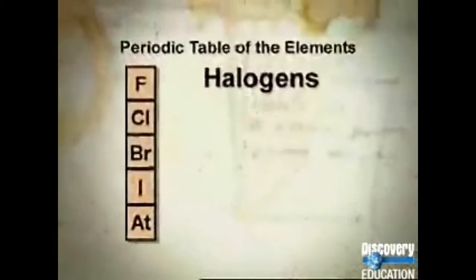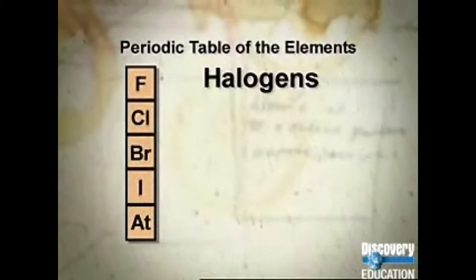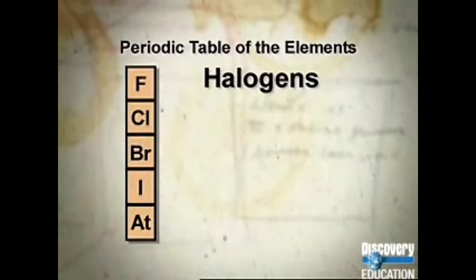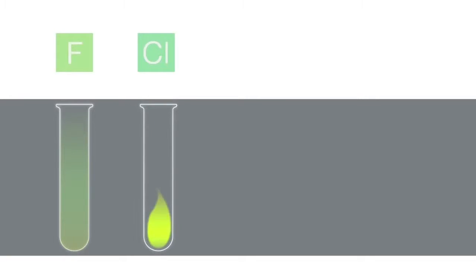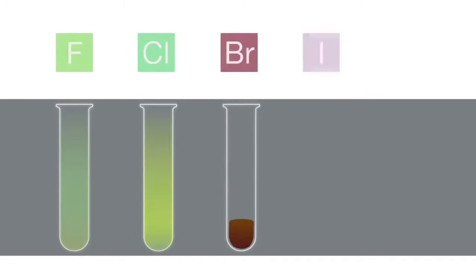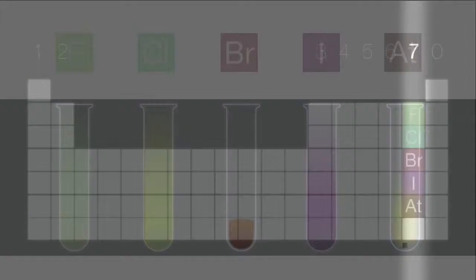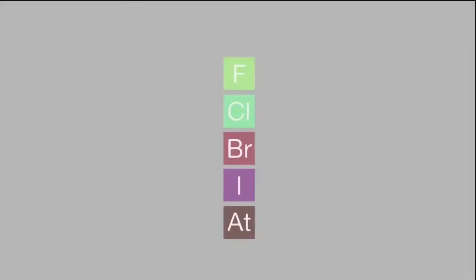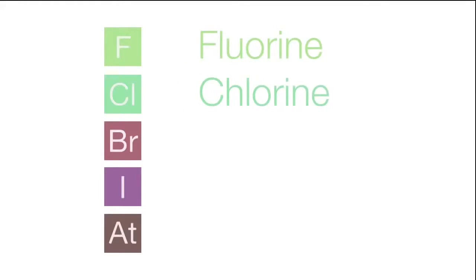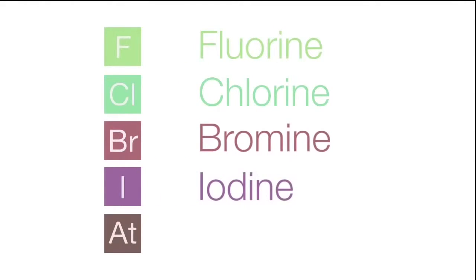The halogen group is made up of 5 nonmetallic elements found on group 7 in the periodic table. Fluorine and chlorine exist as gases, bromine exists as a liquid, iodine exists as a solid which gives off a purplish gas, while astatine exists as a solid. They all have 7 valence electrons, which give them an oxidation number of -1. Halogen means salt former. This is why they form salts when they react with metals.